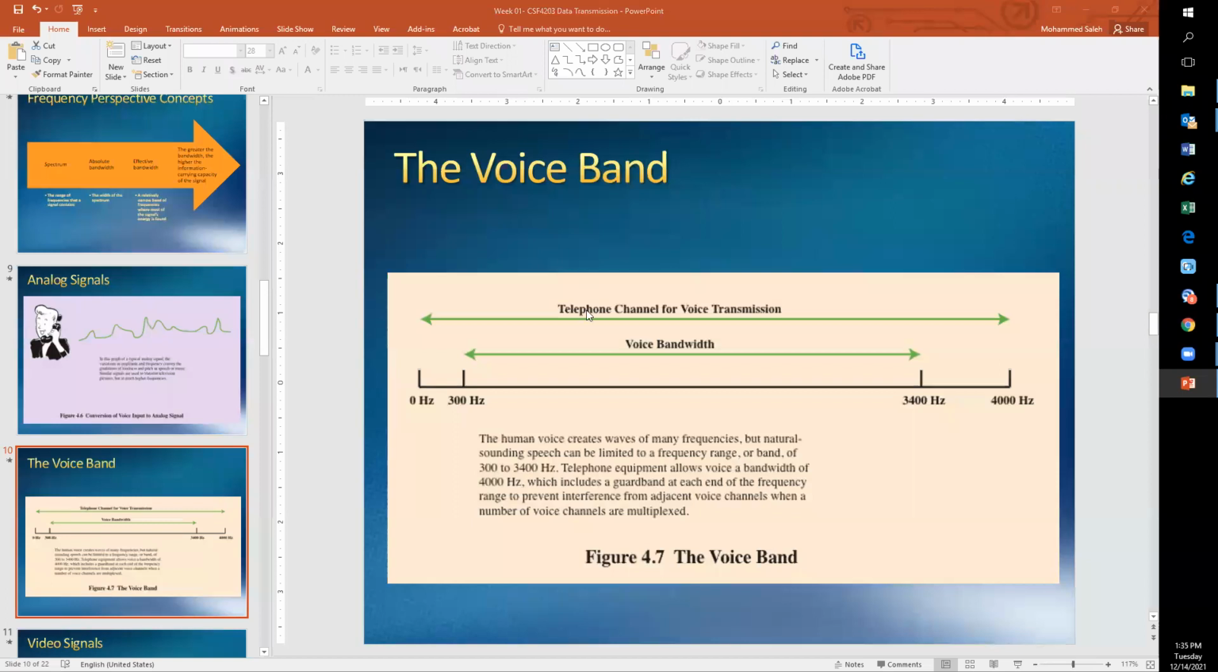Okay, now the human voice frequency is from 300 hertz to 3400 hertz, or 3.4k. But for the telephony system, we give a channel of 4k.